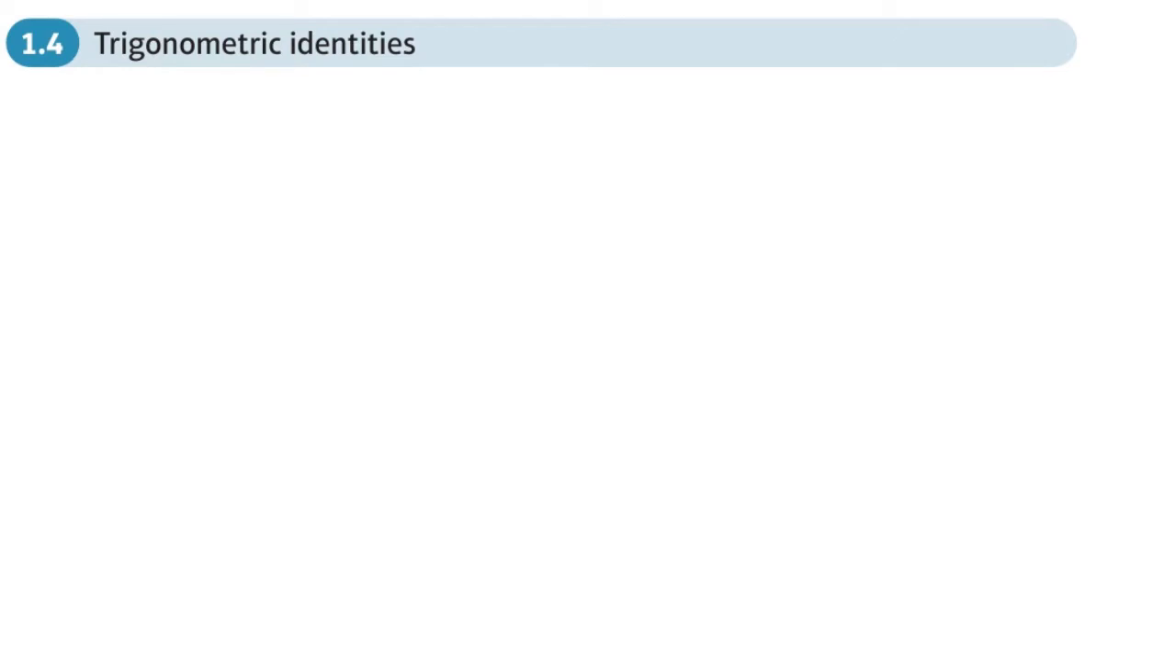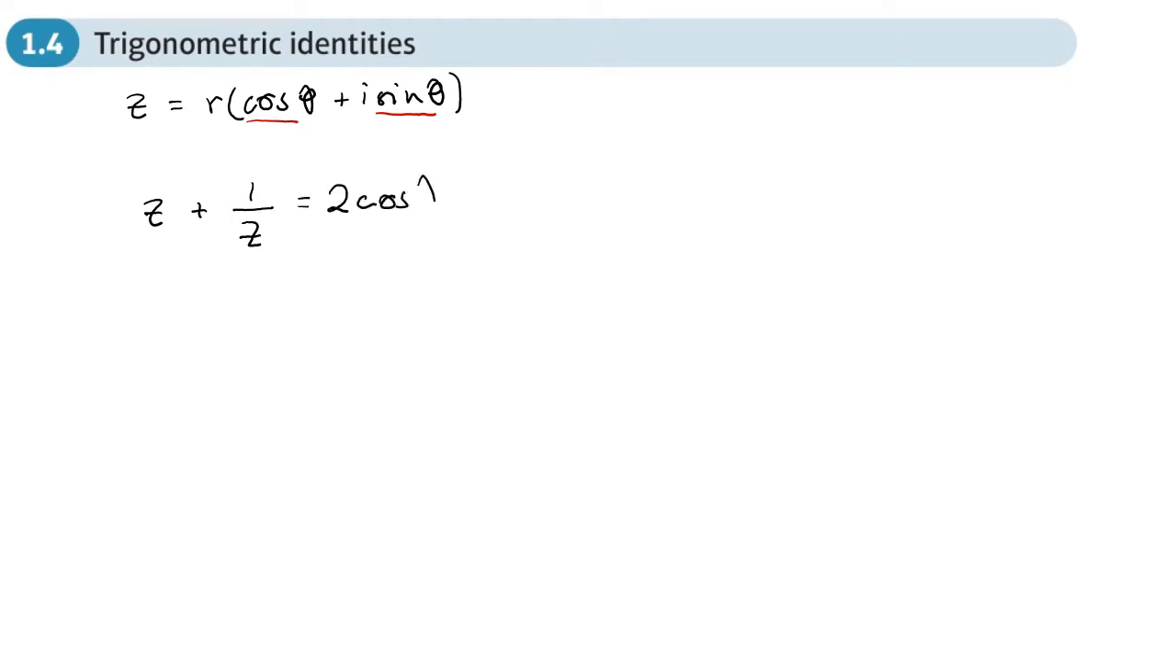The reason being, if we write a complex number in the form r cos theta plus i sine theta, we've got some trigonometry here, haven't we? We've got sine and cos, and we can use that along with some identities we've done before and actually prove these statements: that if you have a complex number plus the reciprocal of that complex number, not multiplying by the reciprocal, you'll always get 2 cos theta.